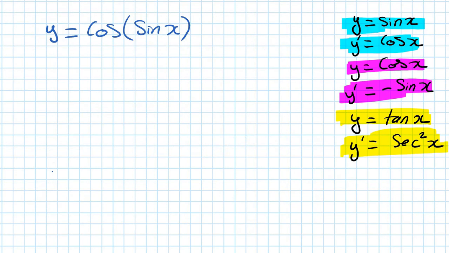Okay, let's do a different way, a quicker way. Remember the power angle trick. For y dash, there is no power. So treat sine x as an angle, because it's cos of sine x. So which is y dash? Differentiate the angle.